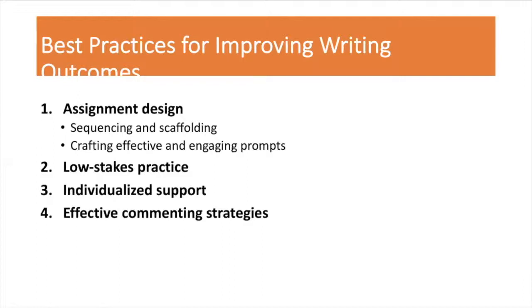Let's zoom out for a moment. Sequencing and scaffolding are just two approaches that can improve student writing outcomes. They represent a subset of assignment design strategies. Other best practices include low-stakes writing and informal writing, individualized support, and effective commenting strategies on the part of instructors.